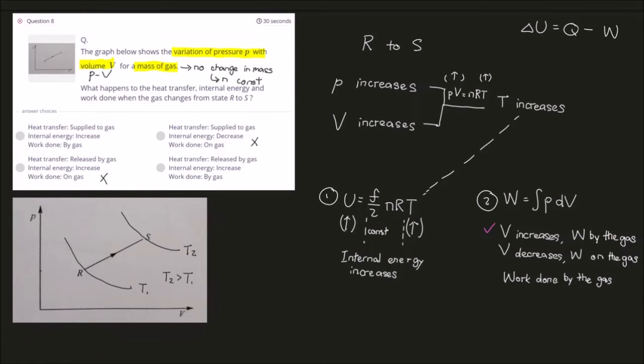So this is the equation that you have, and since we know that internal energy increases, then final minus initial, final is larger than initial, so this will be a positive value because internal energy increases. Then you also know that work done is by the gas, so this should be positive as well. So for heat, it should be positive as well.